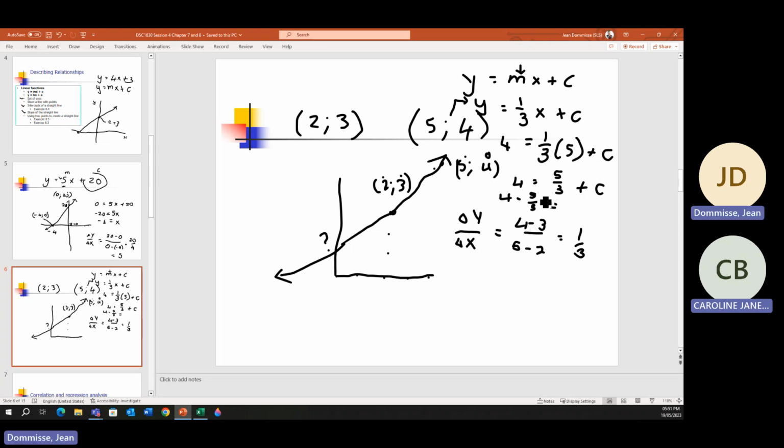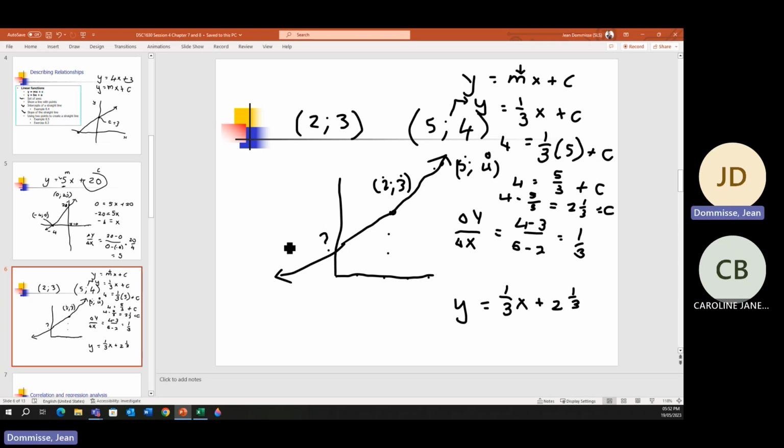And so that is 1. So the answer would be 2 and a third. Okay, so C is 2 and 1/3. So then I actually have my whole formula of y is equal to 1 over 3x plus 2 and a third. Okay, so by just looking at 2 points, we could have worked out a line as well.